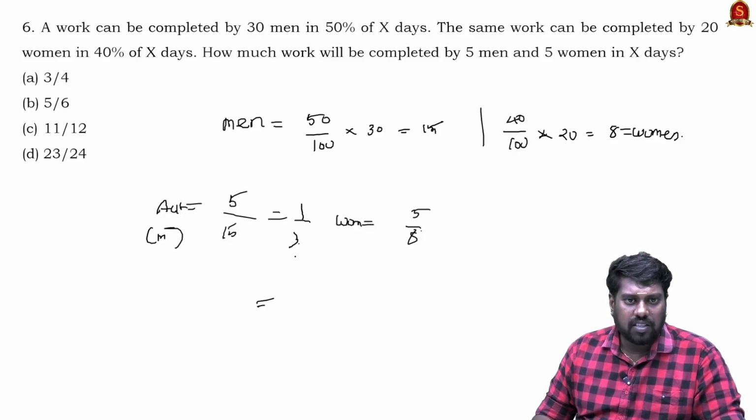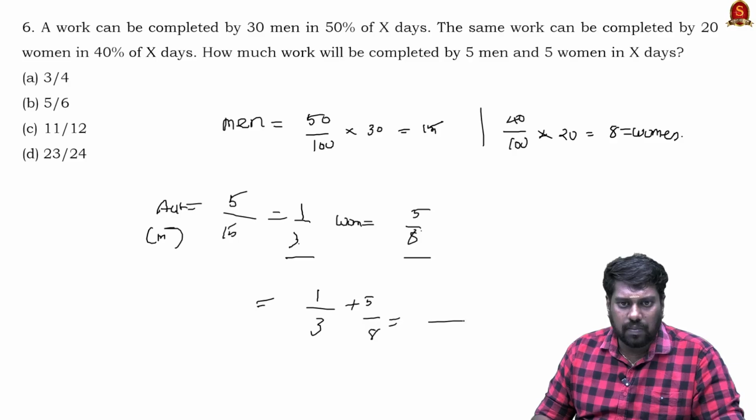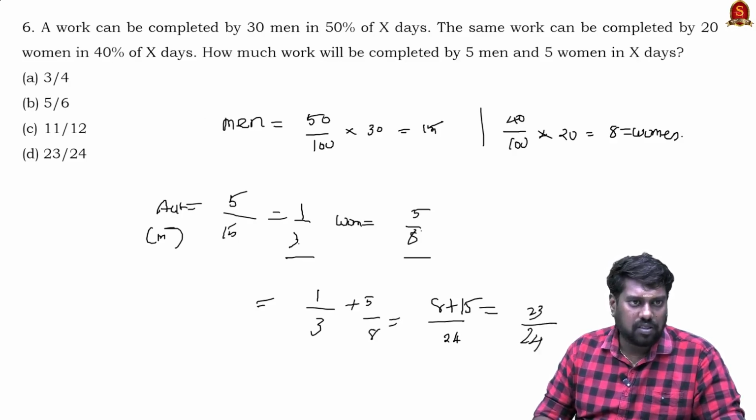For that, just add the work done by men and the work done by women. What is the actual work done by men? 1 by 3. What is the actual work done by women? 5 by 8. If you take the LCM, you will get 24. So here you will have 8 and here 15, so this will be 23 by 24, which is nothing but your option D.